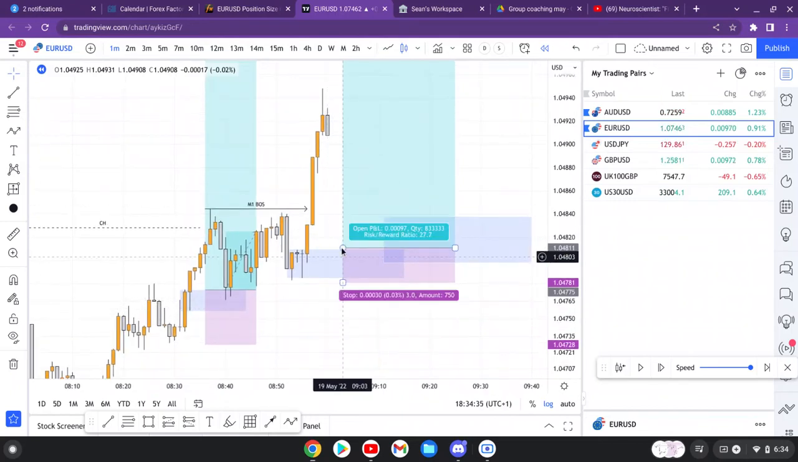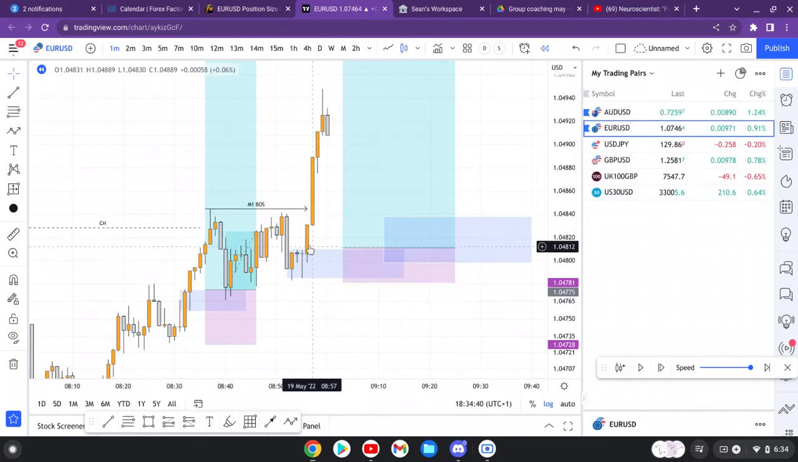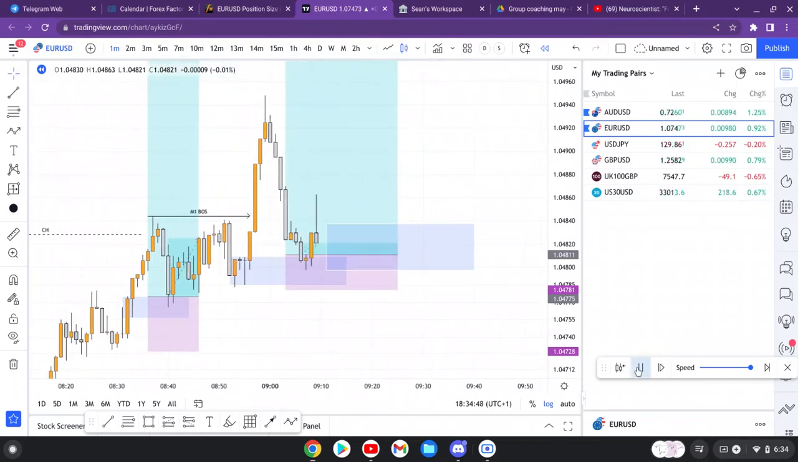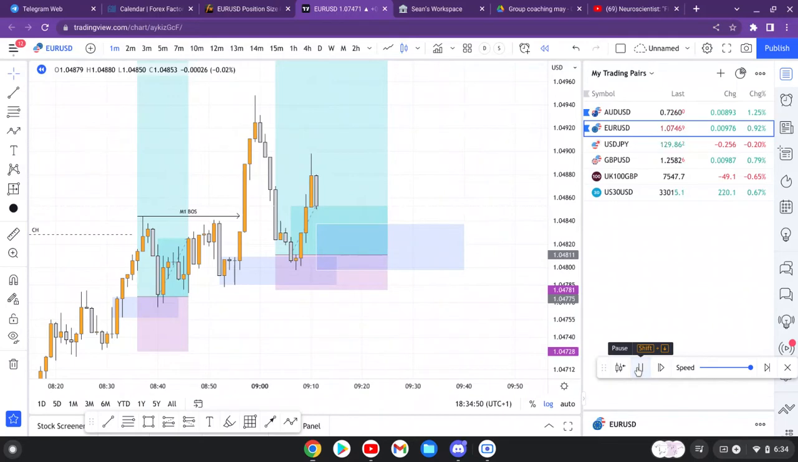Right. So obviously, again, the same thing. I want to put my entry just below where the imbalance is and my stop loss covering the low. So I've done exactly that. And now we just play price. Okay, cool. We get tagged in.